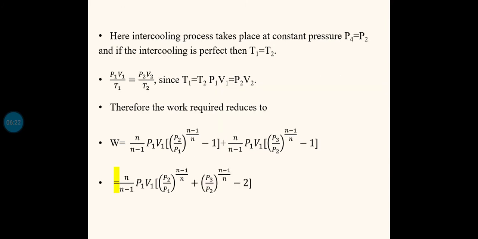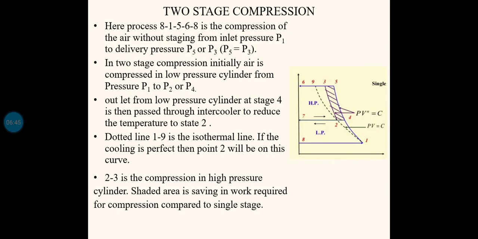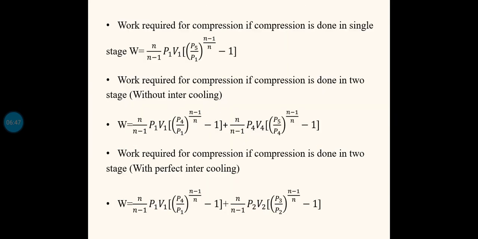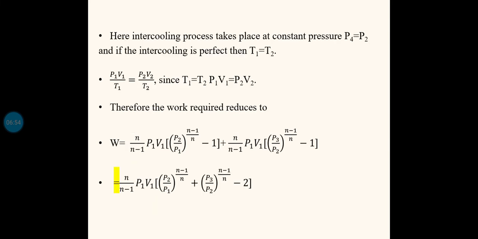So equation becomes, before that we know that P1 V1 by T1 equal to P2 V2 by T2. That is the general equation. So in that T1 equal to T2, so T1 T2 cancels, so P1 V1 equal to P2 V2. Therefore work required reduces to, you can see from here, W equal to n by n minus 1 P1 V1 into P2 by P1 raised to n minus 1 by n. That was as such in the earlier equation. You can see here it is n by n minus 1 P1 V1. Instead of P4 I am substituting P2. That's all. Okay. Instead of P4 here I am substituting P2.